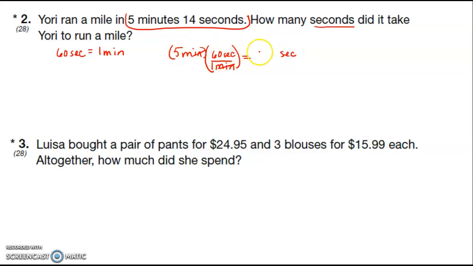So 5 times 60 is 300. And then I have to add the 14 seconds that I have in the problem. So my answer is 314 seconds.